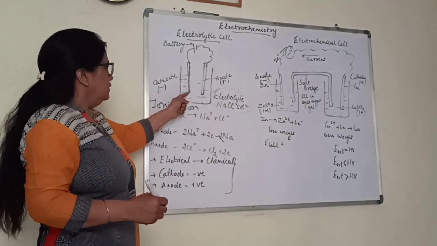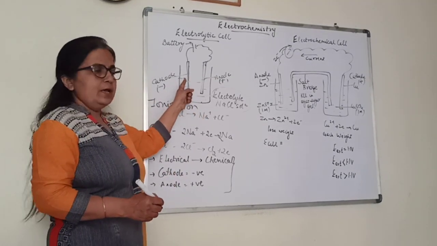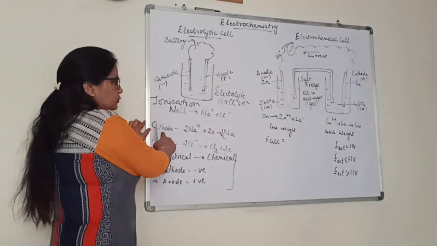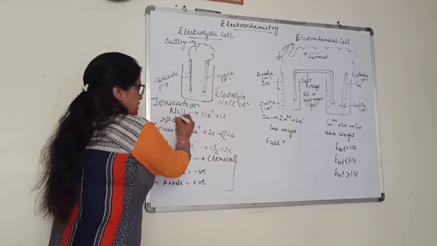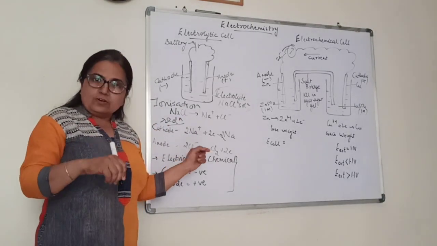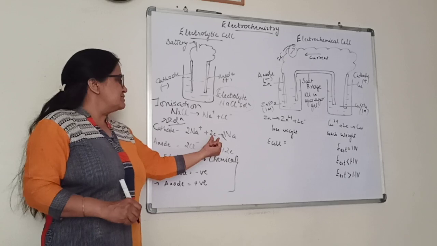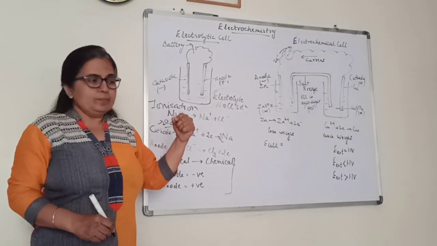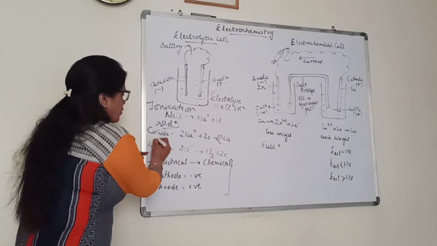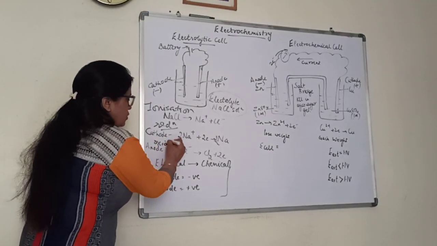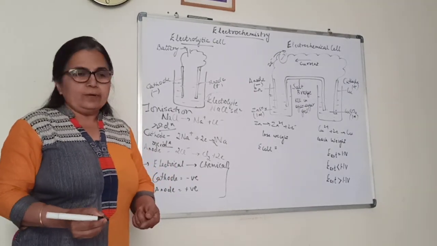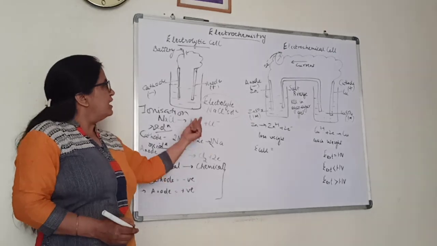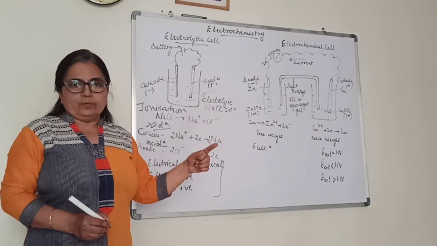So cation goes to cathode. Here this is the cathode. All cations will rush this side. Anions will go to anode, and at cathode reduction occurs. Reduction is gain of electron. So sodium ions gain electron and sodium is deposited at cathode. At anode oxidation occurs. Oxidation is loss of electron. So chloride ions lose electron and chlorine gas is liberated at anode.